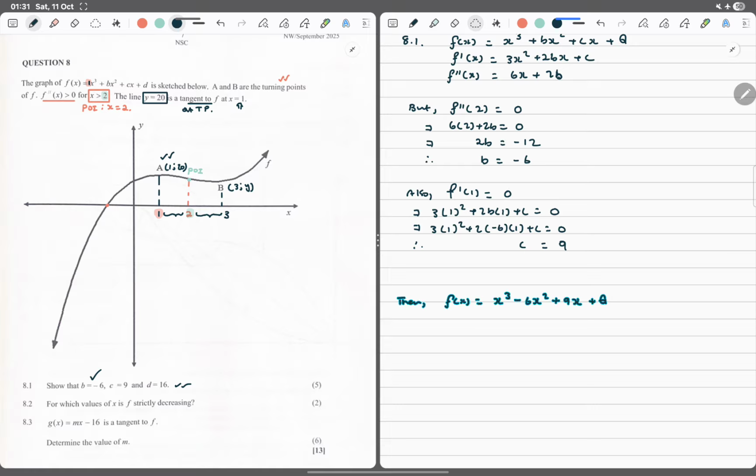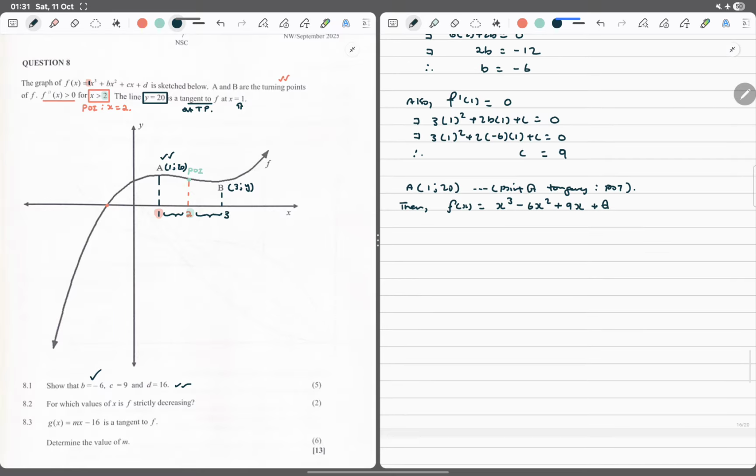I think we need to state the coordinates of A. We can say point A is the point (1, 20). Right, this is the point of tangency, the POT.